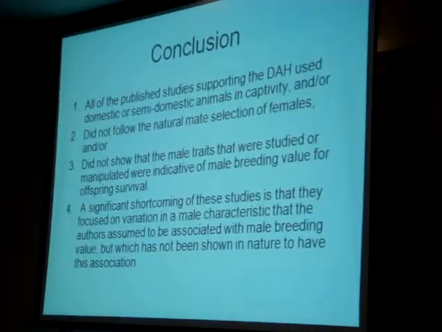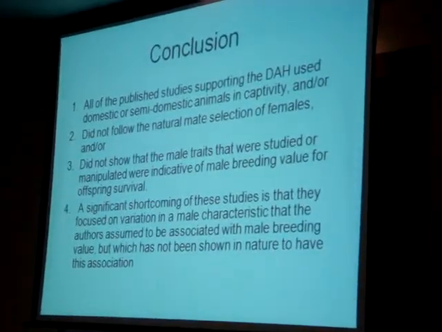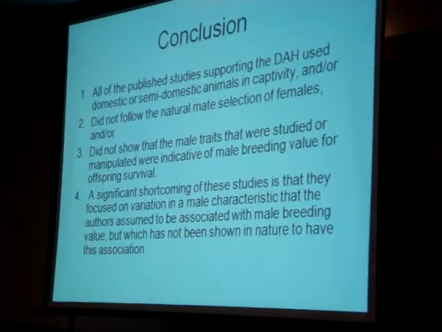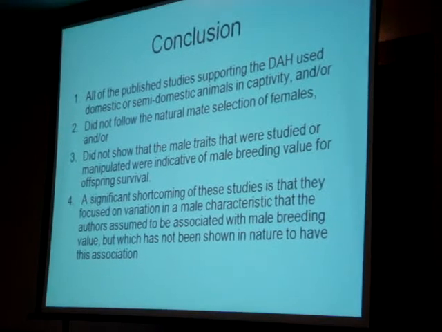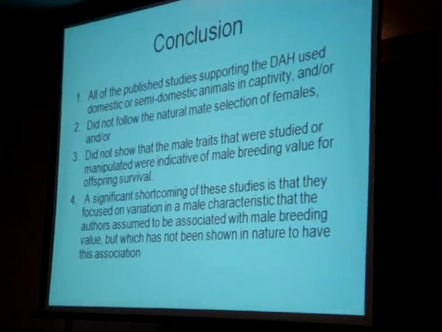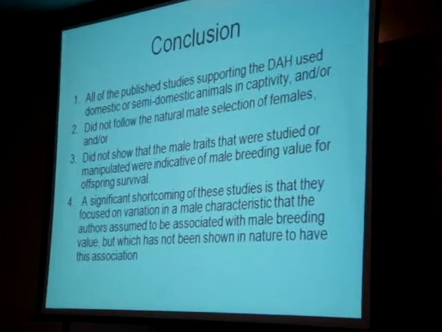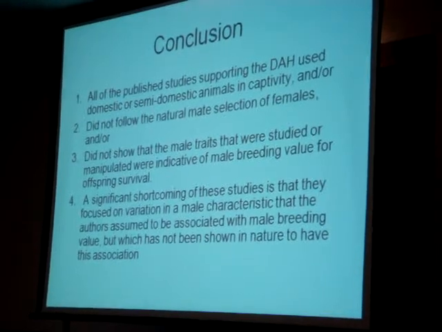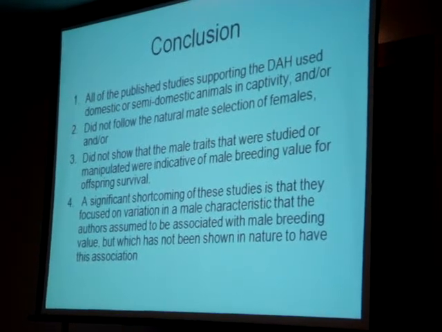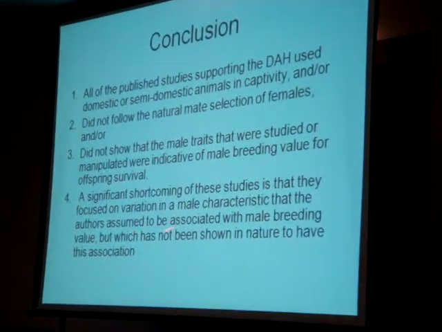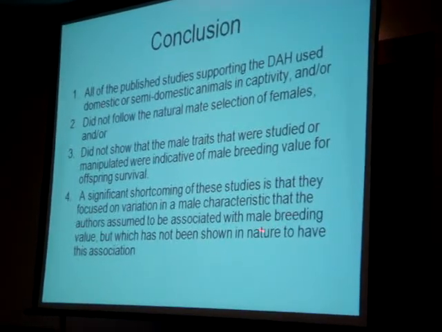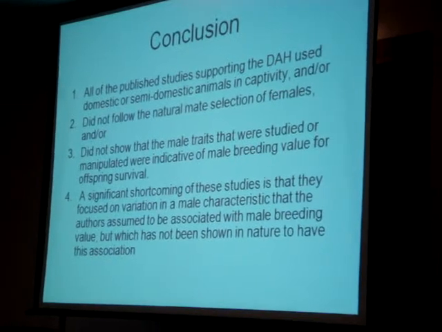All the published species studies supporting DA have either used domestic or semi-domestic animals in captivity and/or didn't follow the natural mate selection of females and/or didn't show that male traits that were studied or manipulated actually indicated male breeding value. And a significant shortcoming of these studies is they all focused on a male characteristic that the authors assumed to be associated with male breeding value, but hasn't been shown in nature to have that association.